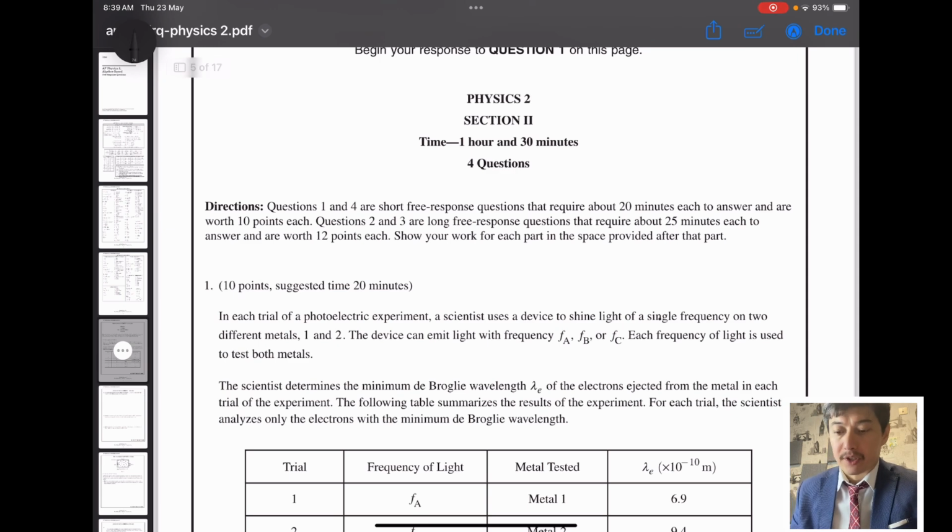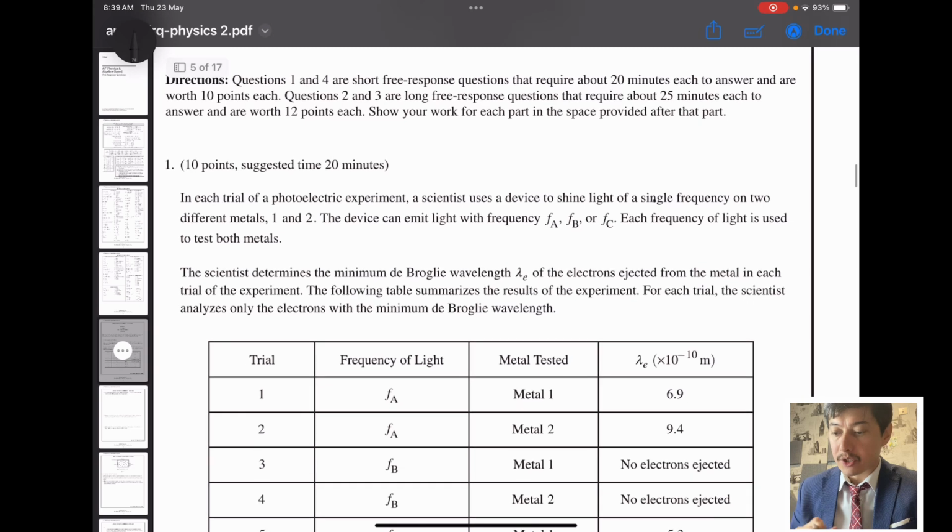Here's the first question of AP Physics 2024. We can see it's about a photoelectric effect experiment. Let me read the problem statement for you quickly.